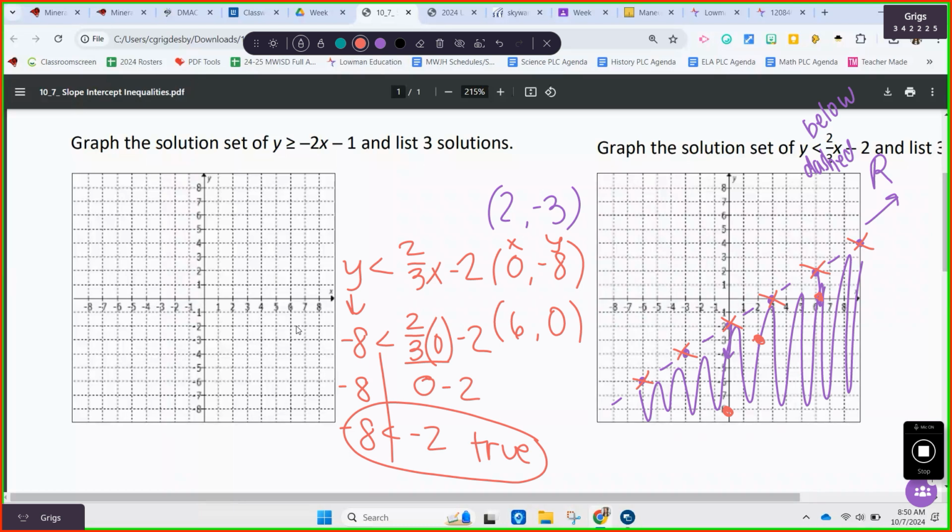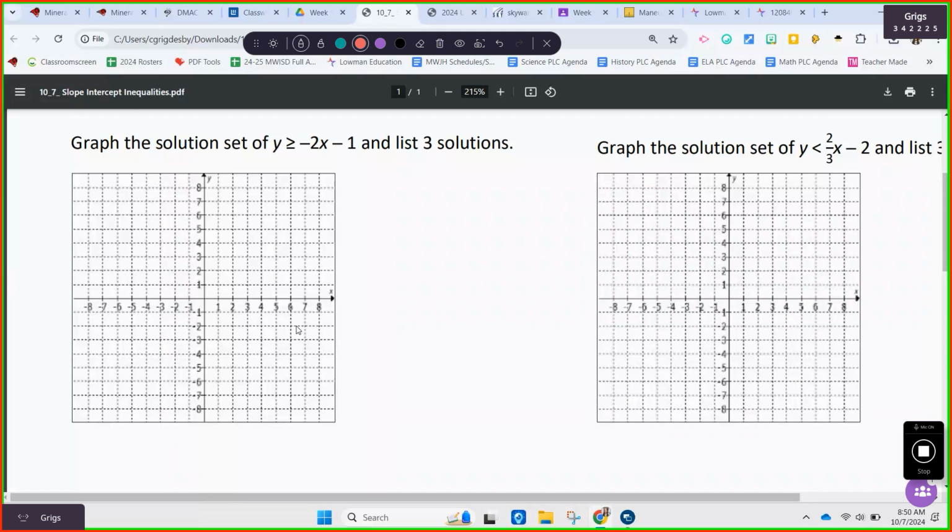Be very careful with the negatives, because that's what tricked them last year on a test. If they were in a hurry or on a paper, they saw 8 and 2 and said, oh, false. So watch your negatives. The larger the negative, the smaller the value.